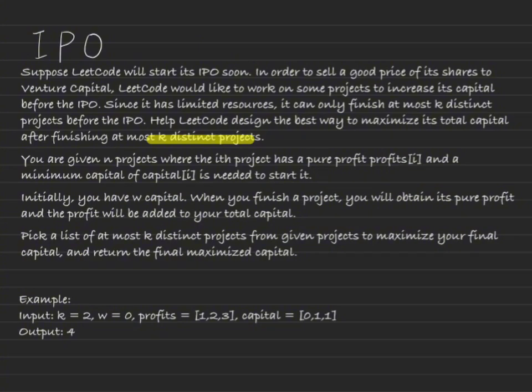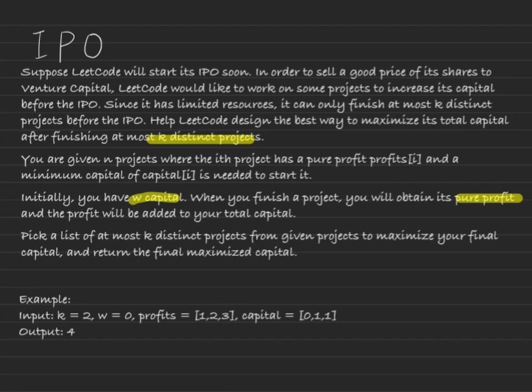For input, you're given N projects where the ith project has a pure profit P_i and a minimum capital of C_i that is needed to start it. Initially, you have W capital. When you finish a project, you obtain its pure profit, and the profit will be added to your total capital. Pick a list of at most K distinct projects from the given projects to maximize your final capital and return the final maximized capital. So for example, when the input is K equals 2, W equals 0, profits are 1, 2, 3 with their respective capital of 0, 1, 1.